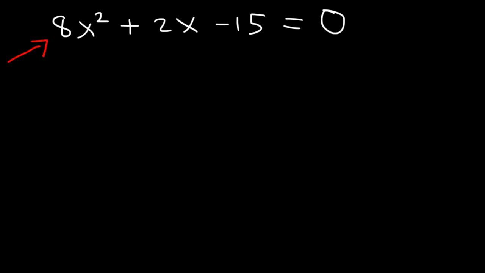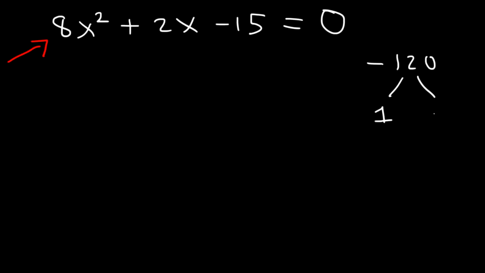So what we need to do in this problem, we need to multiply 8 and negative 15. 8 times negative 15 is negative 120. Now what two numbers multiply to negative 120 but add to 2? If you're not sure, make a list.